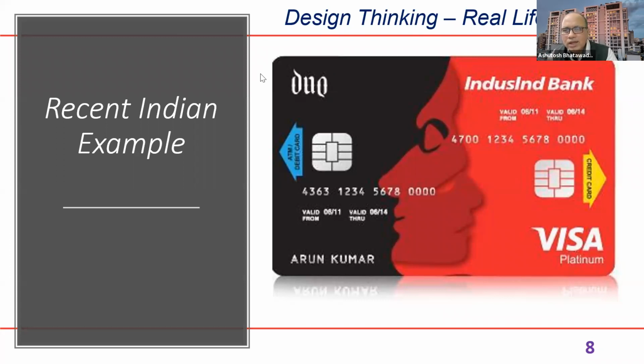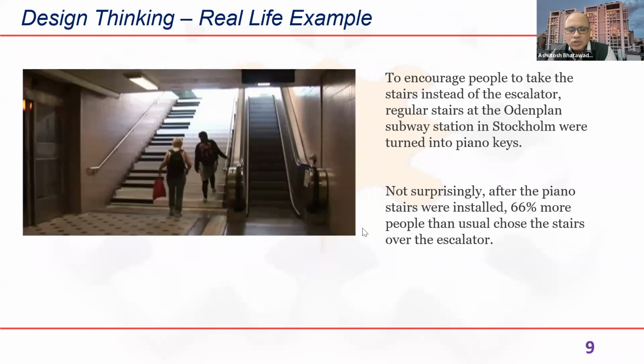Okay, moving ahead, another interesting example coming up your way. This is a metro station in Sweden. In this metro station, there was a staircase and an escalator. But you know what? People were all fighting to get the slot on the escalator. They were not ready to actually walk the stairs. And they found out that the escalator was meant for old people.